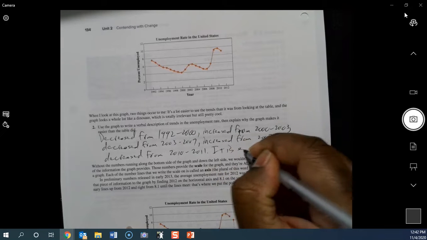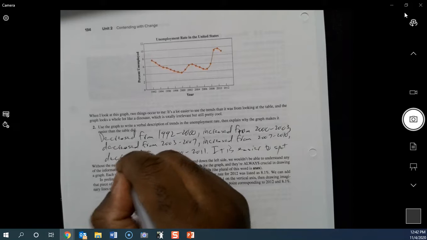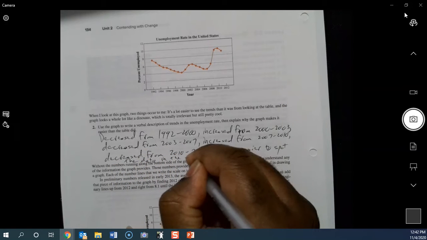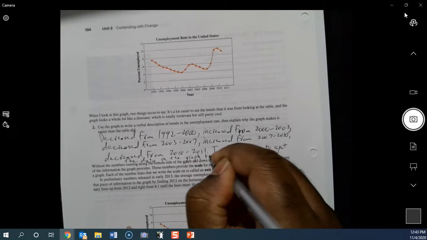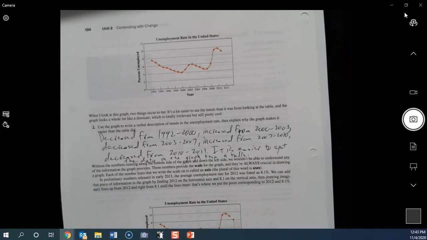It is easier to spot the data in the graph than a table. Now, without the numbers running along the bottom side of the graph and down the left side, we wouldn't be able to understand any of the information the graph provides. Those numbers provide the scale for the graph, and they're always crucial in drawing a graph.